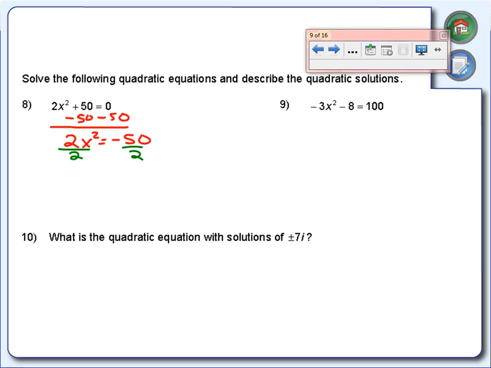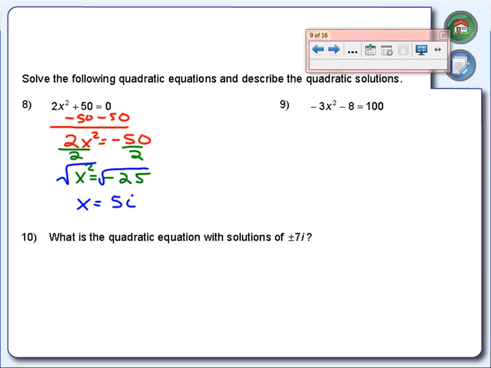Divide by 2. Negative 50 divided by 2 is negative 25. The opposite of squaring something would be to take the square root of it. So the square root of negative 25 would be what? 5i.